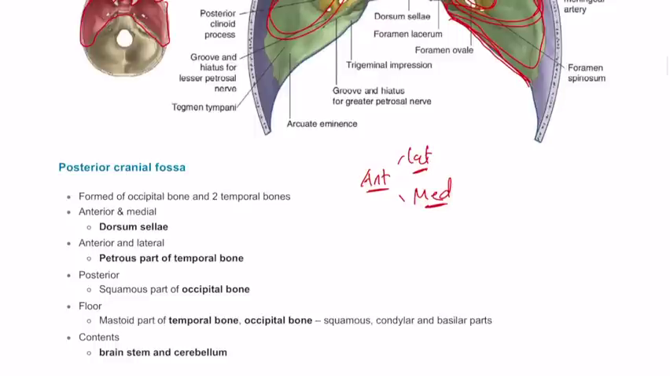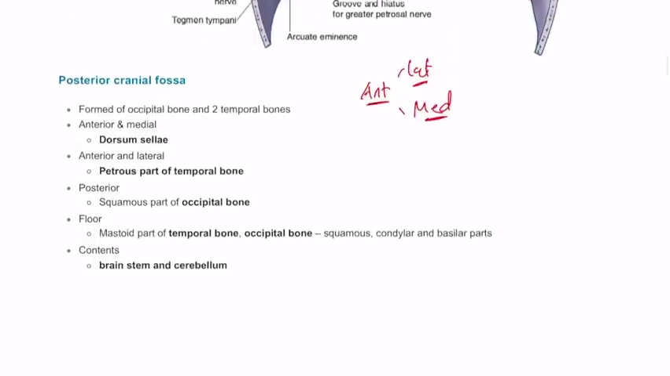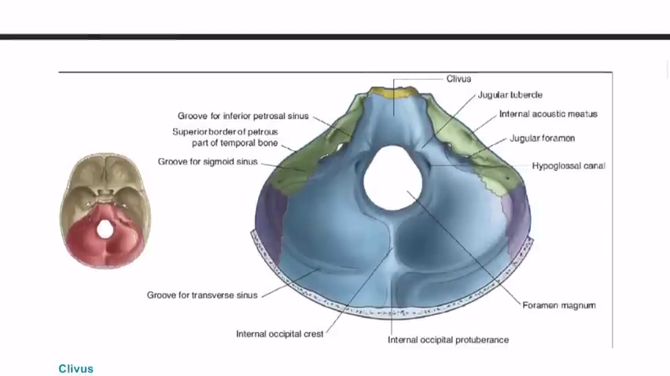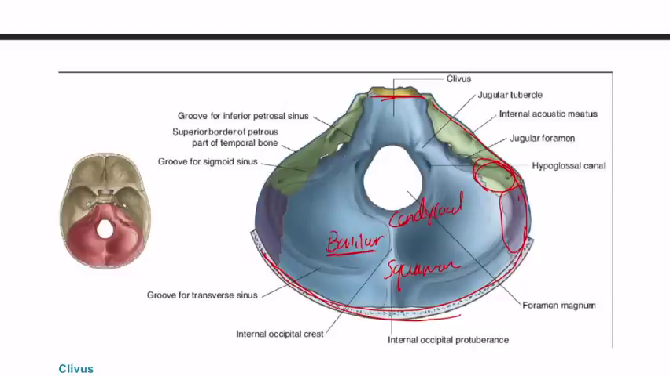And posterior, you have the occipital bone and the floor. Let's look at that. So we said anterolateral and we said anteromedial, and we said posterior will be the occipital bone all the way through. And the floor, it contains from here, starting with the mastoid bone, okay, all this area. And you have three parts of the occipital bone, something called the squamous part of the occipital bone, and the condylar part, and the basilar part of the occipital bone.